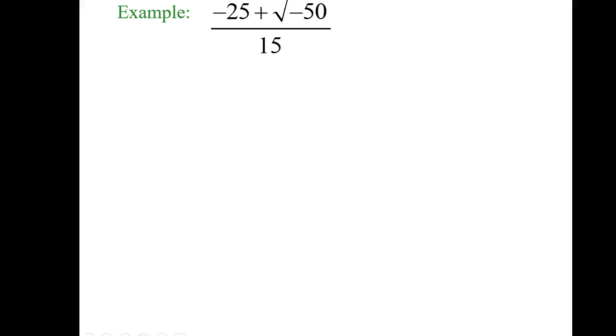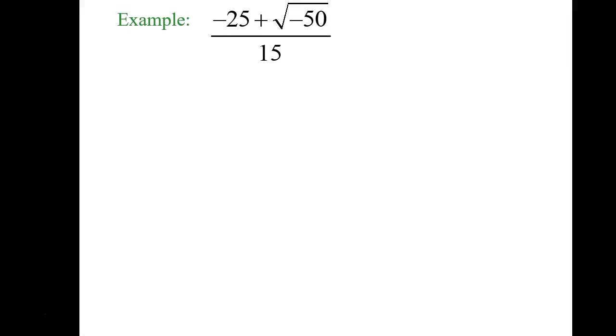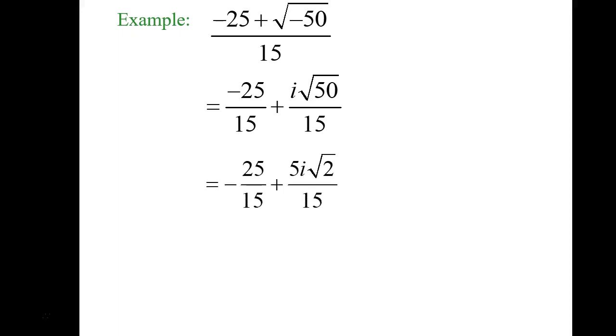Okay, last example. So we've got negative 25 plus the square root of negative 50 all over 15, and we want to simplify this. So I'm going to start by separating them so I can look at each fraction on its own if anything can be reduced. And notice I put the i in front of the square root of 50. Now let's simplify the square root of 50 kind of off to the side. That would be the square root of 25 times the square root of 2. So that leaves us 5 times the square root of 2 times the i that we had.